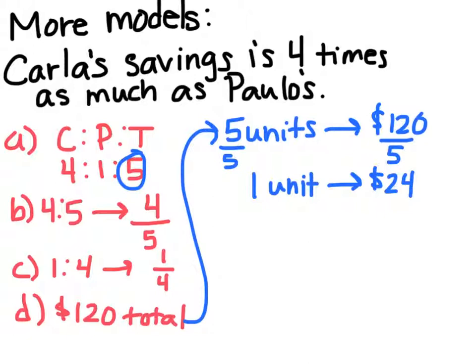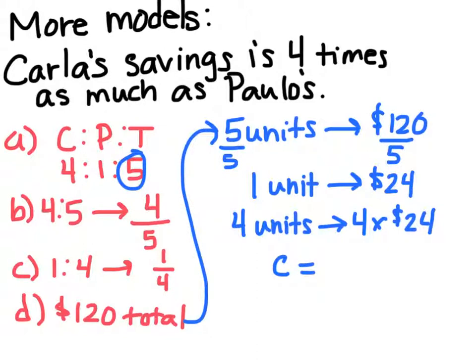The question asks us, how much does Carla save? Well, Carla saved 4 of our units. So 4 units is going to be equal to 4 times $24, or Carla's savings is equal to $96. Okay? The other method you could use to solve looks like this.